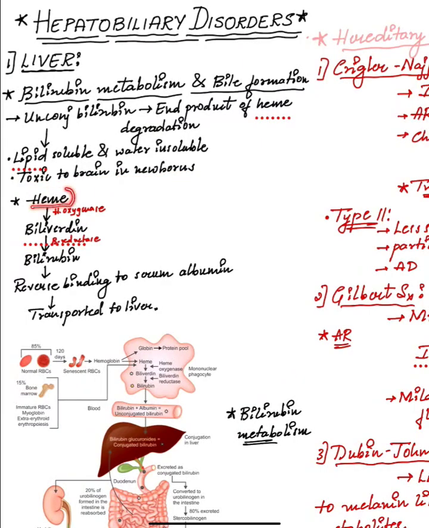Now, the heme gets converted into biliverdin in the presence of an enzyme known as heme oxygenase, and this biliverdin gets converted into bilirubin in the presence of an enzyme known as biliverdin reductase. This undergoes reversible binding to the serum albumin, which is then transported into the liver.